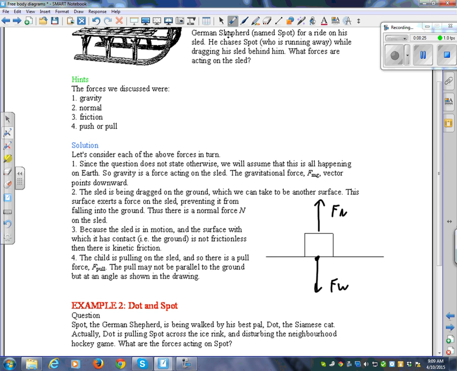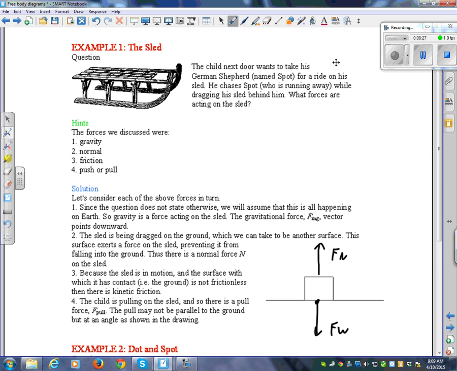Okay, he's dragging the sled behind him. Does it say anything in the question about acceleration or friction? No, it doesn't.